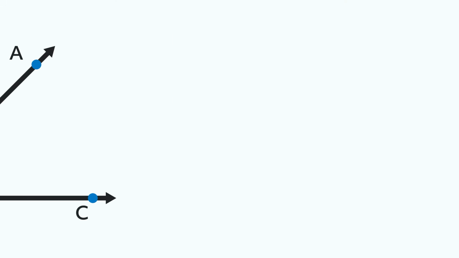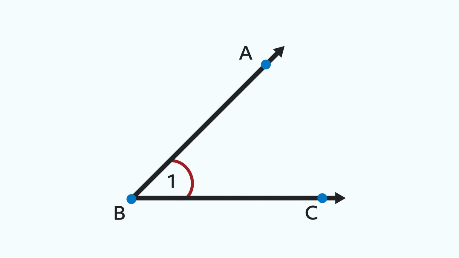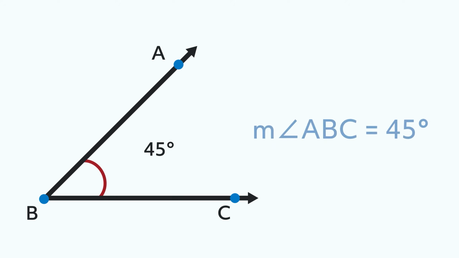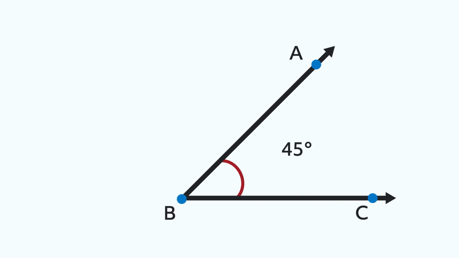If we were to place one on our trusty angle, we would find that it measures 45 degrees. If we wrote this out, we would write it like this. The measure of angle ABC equals 45 degrees. The measure of an angle is important in classifying angles, as we're about to see.